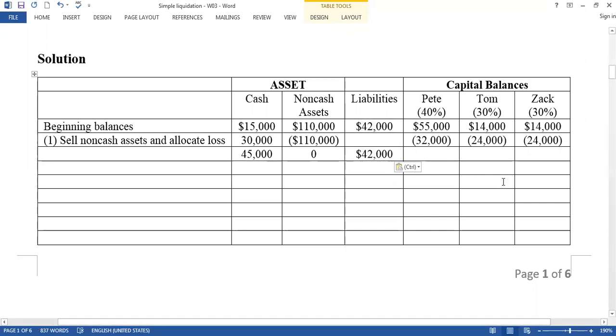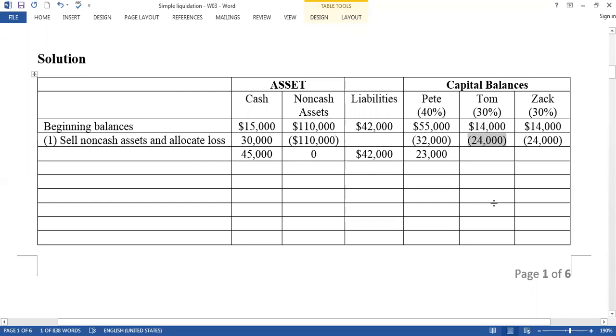So what is the balance of P capital at this moment? First, he has credit balance $55,000. Now debit $32,000 because it is the loss, right? Now what is the balance here? Balance here is $23,000. Clear? What about Tom? Tom's capital credit balance is $14,000, but he is going to share loss $24,000.